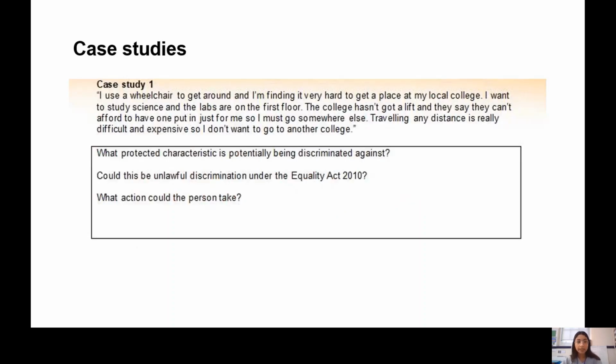Okay, so we now have some case studies which are real life scenarios that have been put into a case study for us to answer. We have 3 key questions we need to answer. So the first one is, what protected characteristics is potentially being discriminated against? Could this be unlawful discrimination under the Equality Act 2010? And lastly, what action could the person take? This case study 1 here is for me to answer, so you're going to watch me answer this, and then you have 2 further case studies to complete yourself. So I'm going to just switch over to the visualizer now so you can see me answer these questions.